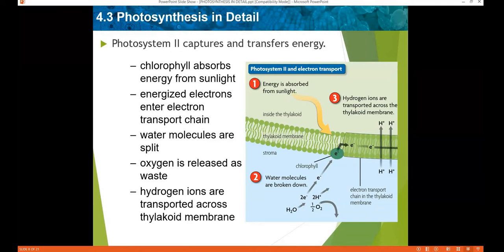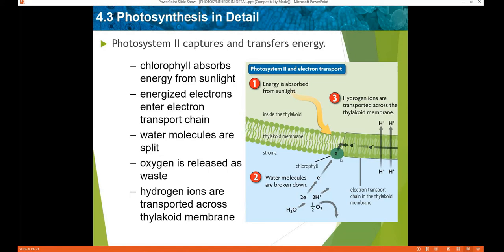Okay, so you can see the chlorophyll absorbs energy from sunlight, then the energized electrons enter the electron transport chain. You can see what's happening over here in step 2. The water molecules are broken down into hydrogen ions, and oxygen is released during this process. Even the electrons are released.